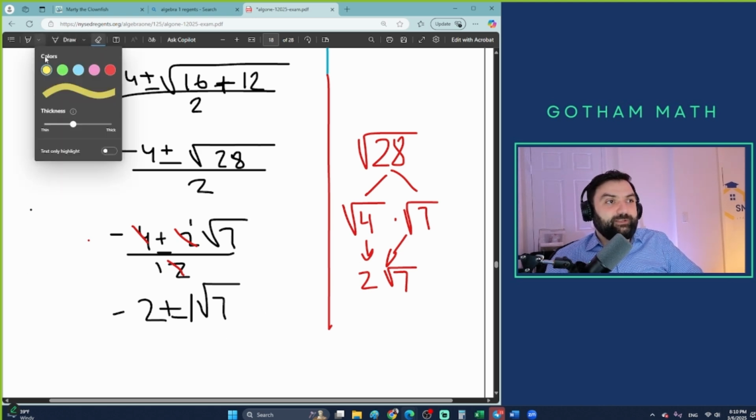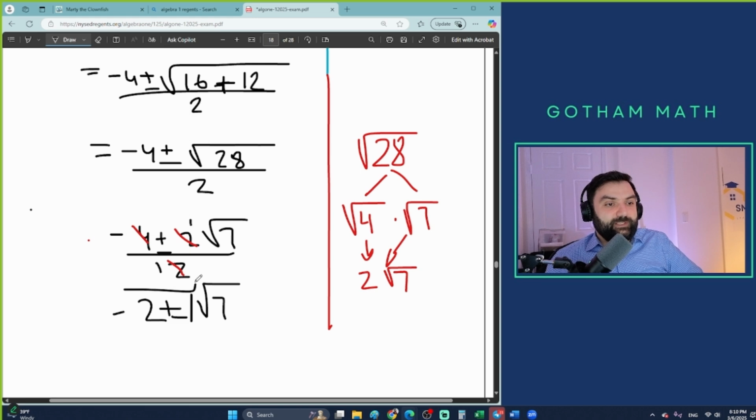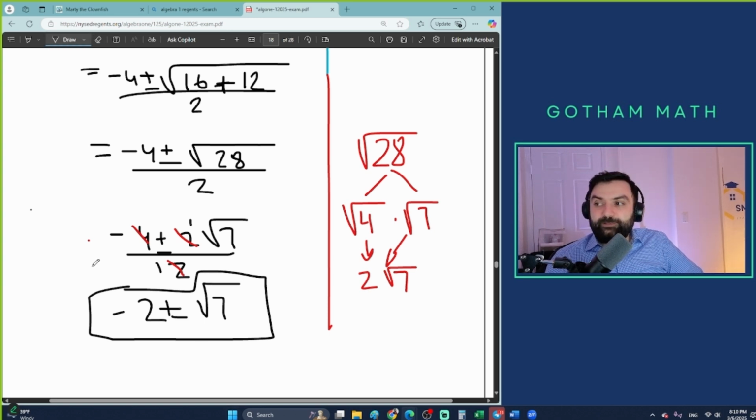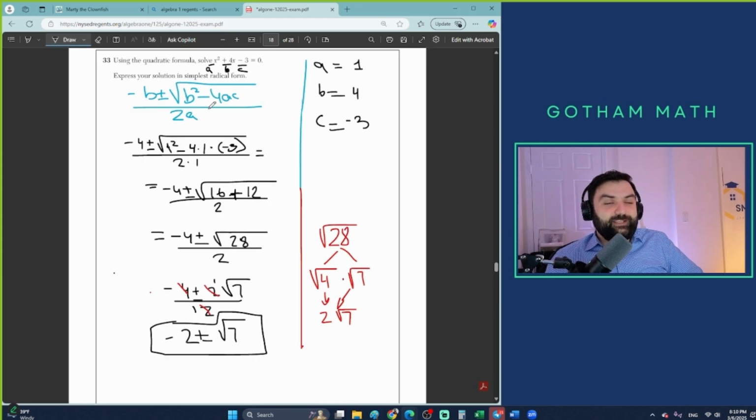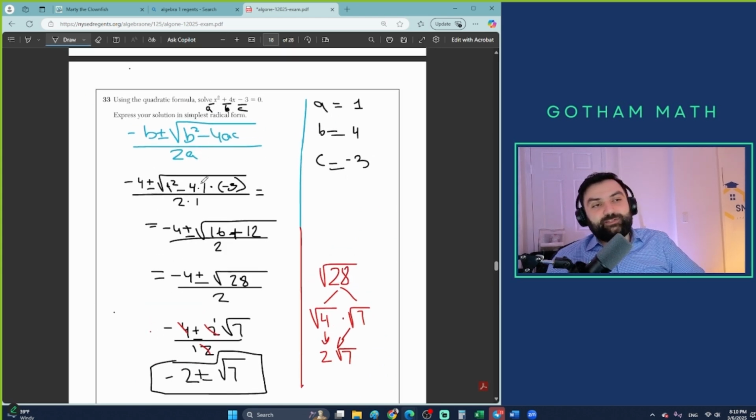This is the final answer: negative 2 plus minus square root of 7. I'm not going to write 1. It's silly. All right. This is the second question that has to do with quadratics in this test. So quadratics is a must-know thing that we're going to have to learn really well.